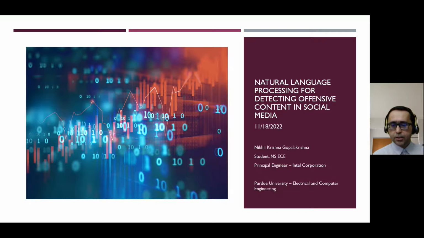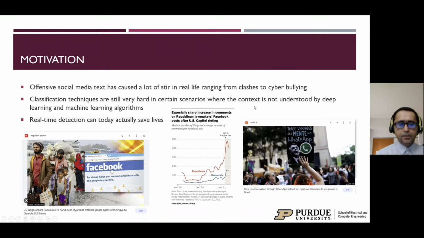Today, my topic is natural language processing for detecting offensive content in social media. Offensive social media text has actually caused a lot of stir in recent years, like I have shown here in three different instances where they have caused riots. They have also played an important role in the Capitol rioting, and have also affected election results in some countries.